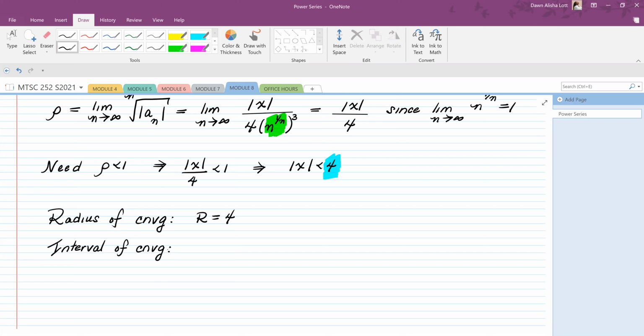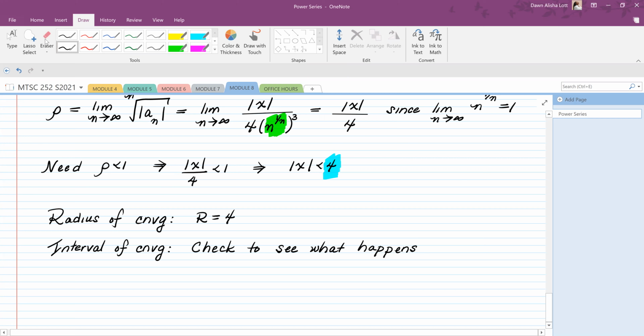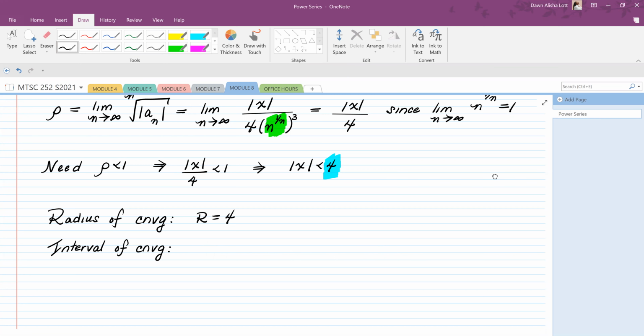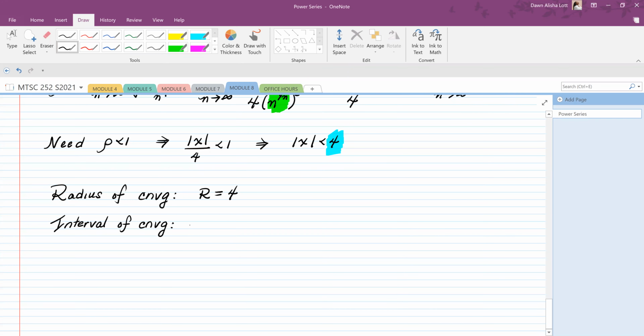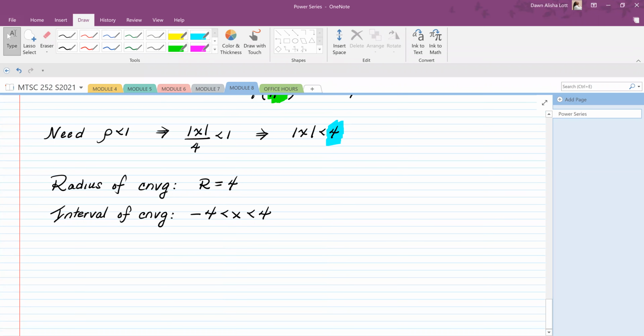Well, for the interval of convergence, we need to check to see what happens. So okay, let me actually erase this first. So my interval of convergence, let's start off with the simple interval of convergence. The simple interval of convergence is -4 less than x less than 4. And so now we need to check our endpoints.